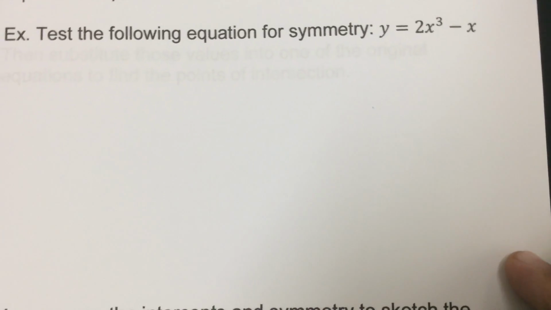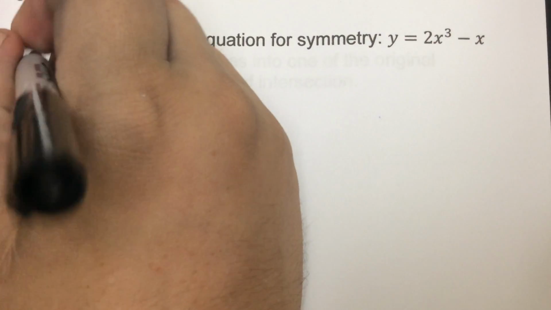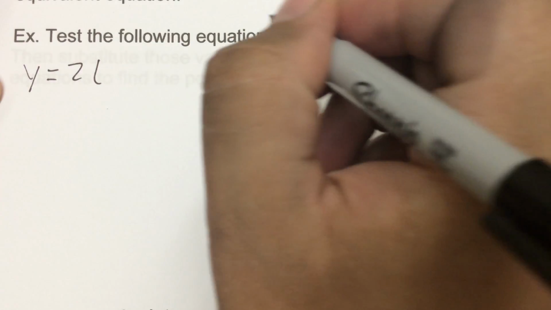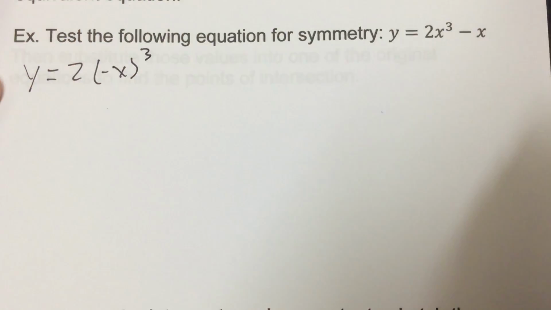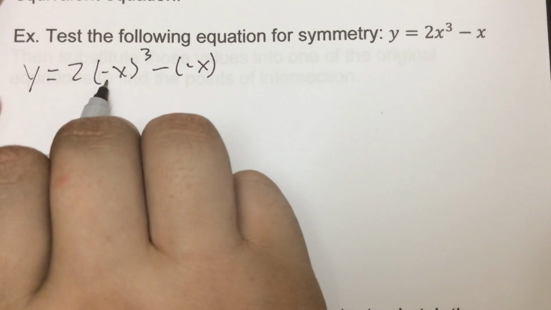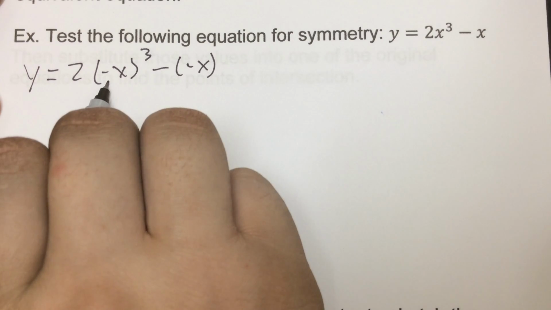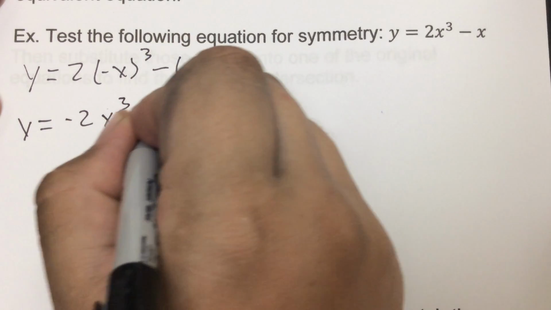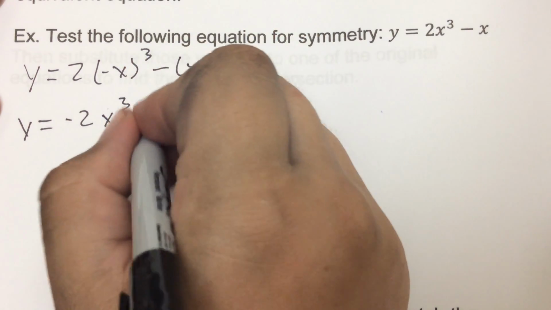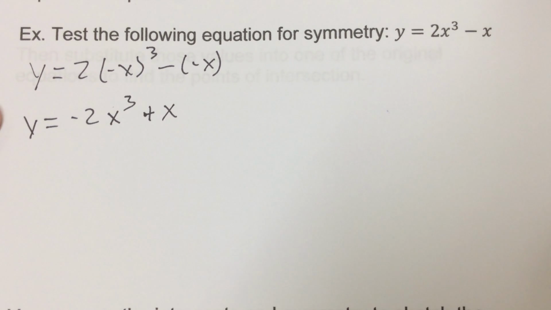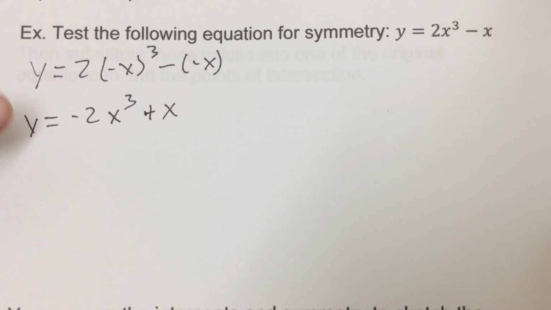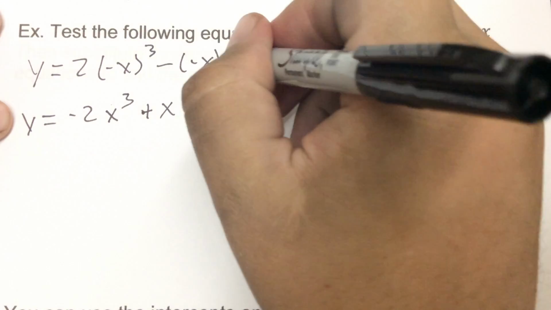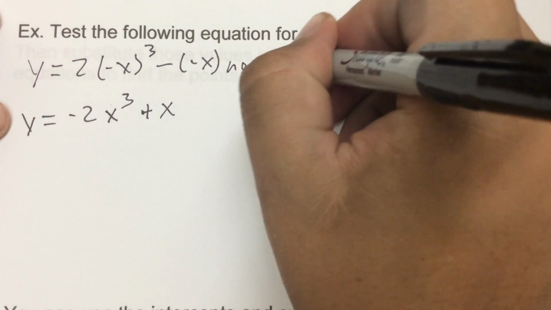So, to test this one out, first I'm going to go through and put in a negative x. So y equals 2 times negative x to the third minus a negative x. Well, if we're doing this, negative x to the third would still be negative x to the third, times 2 would make this y equals negative 2x to the third. The minus would make this a plus x. Well, we get the exact opposite here, so this isn't what we want. So no y symmetry.